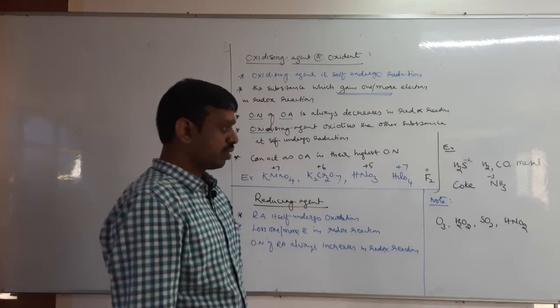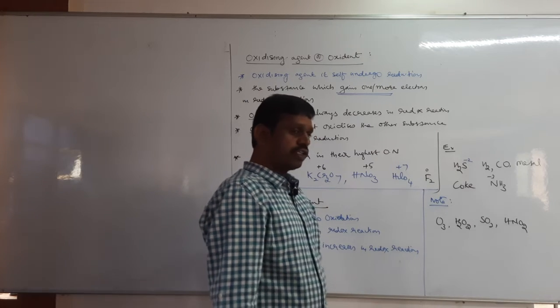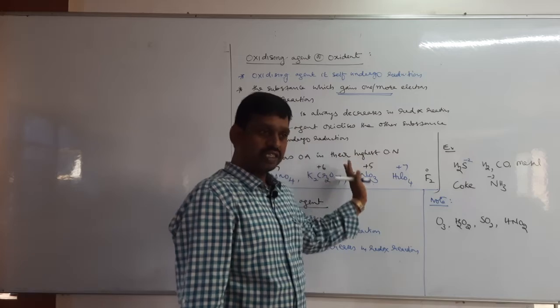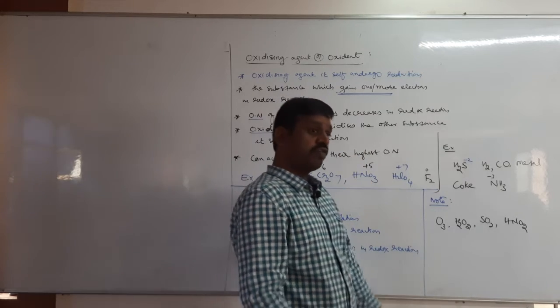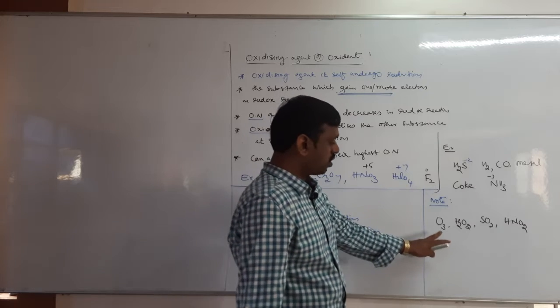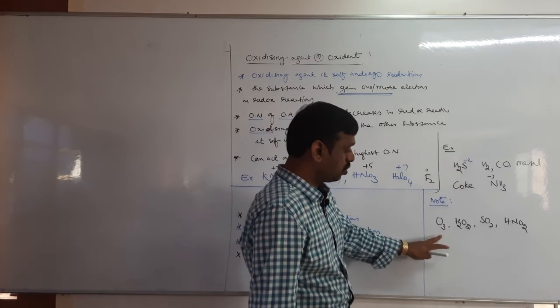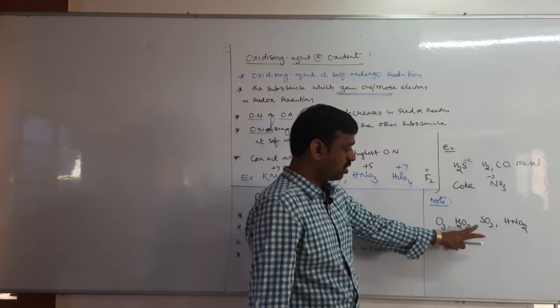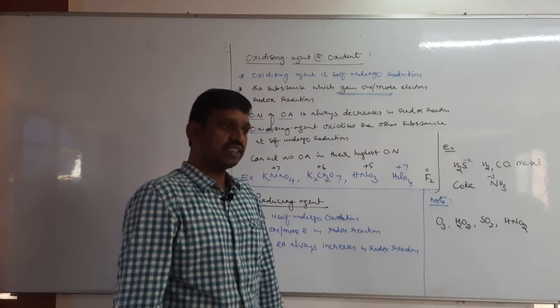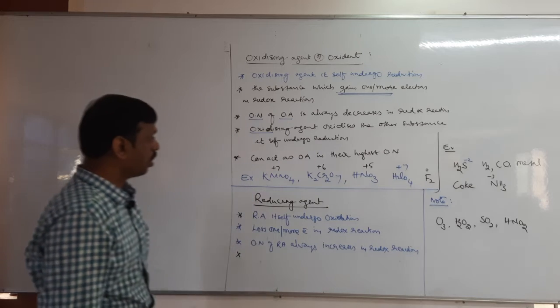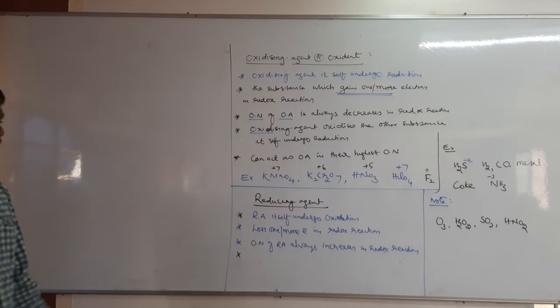Example: we will study these oxidizing and reducing agents in detail at the end of this topic, once again after finishing oxidation numbers. But for the time being, take examples: ozone, hydrogen peroxide, sulfur dioxide, HNO2, etc. They can act as both oxidizing and reducing agents.